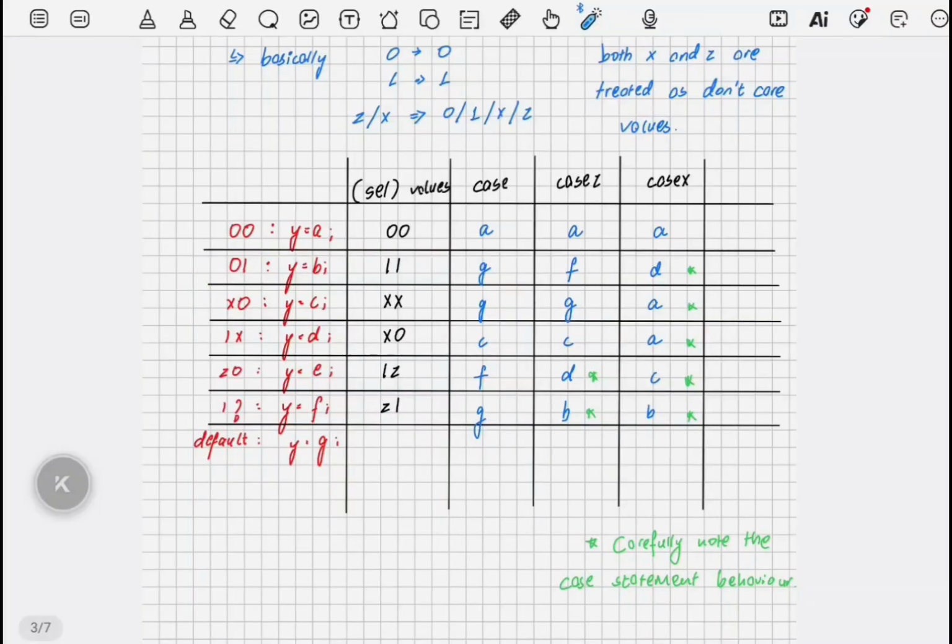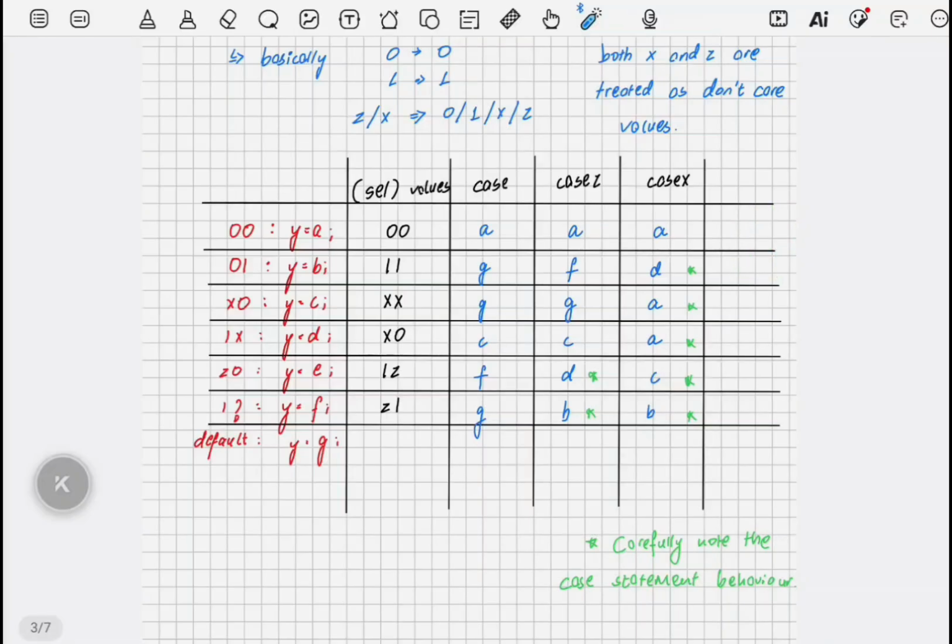I know it's a little tricky. If you are able to do it in the first try, good. If you're not, just reiterate it and try to concentrate on my wordings. The way I'm framing the sentence gives you a lot of clues. Okay, in case X, what did I say? That either X or Z are treated as don't care values, right?